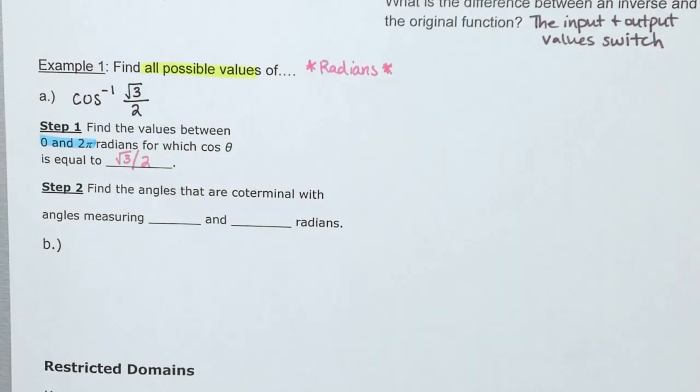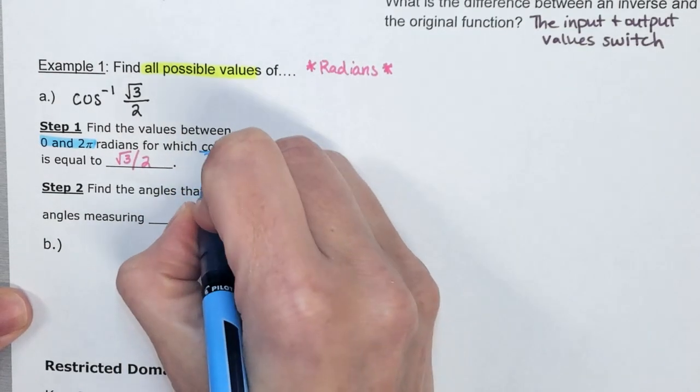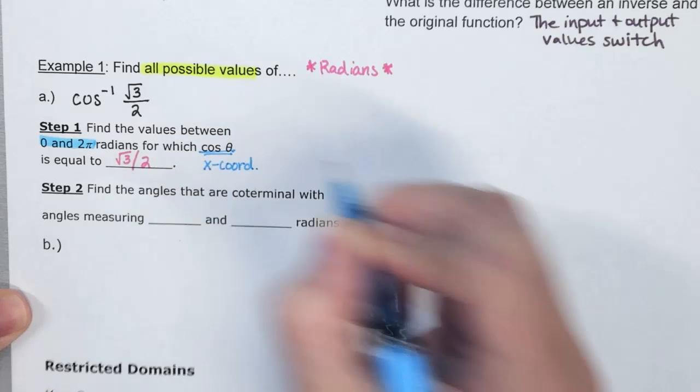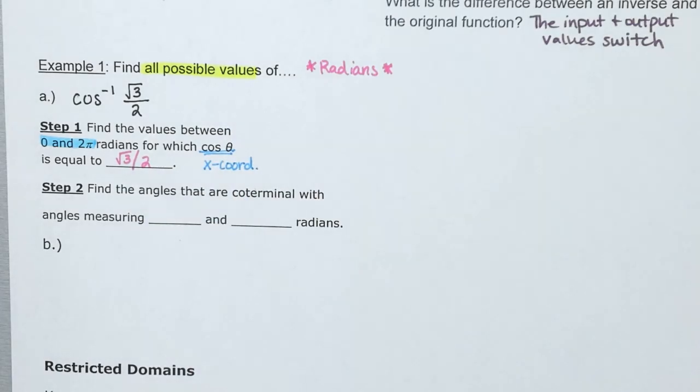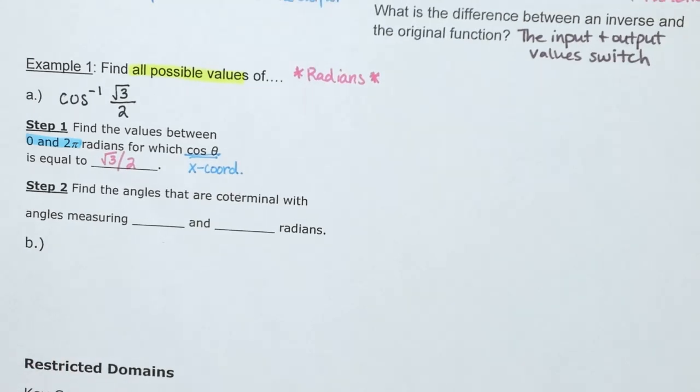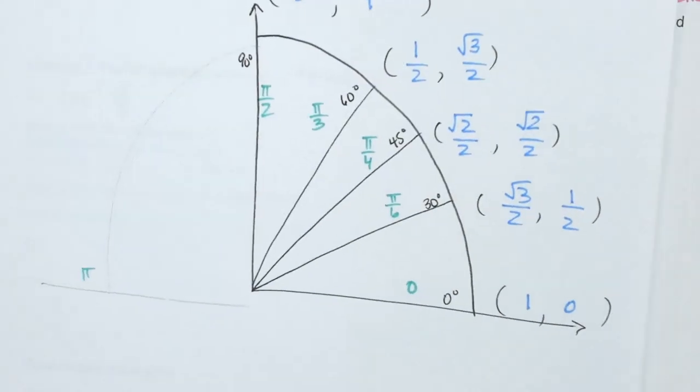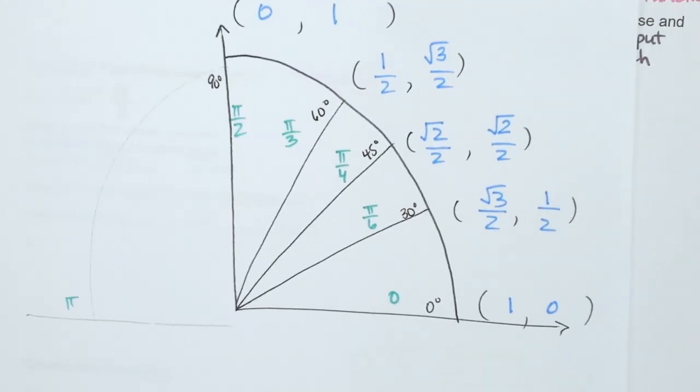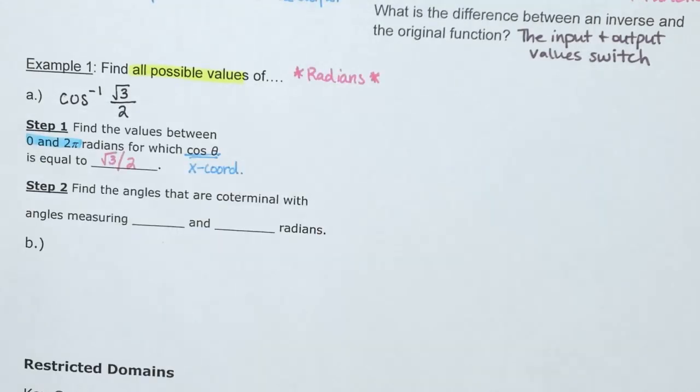So we should remember from last week that the cosine of theta is the x-coordinate. So what we're going to do is we are going to use our first quadrant, and we're going to find where the x value is root 3 over 2. Look on your quadrant and you find it. Where is it? Yeah, pi over 6. Great.